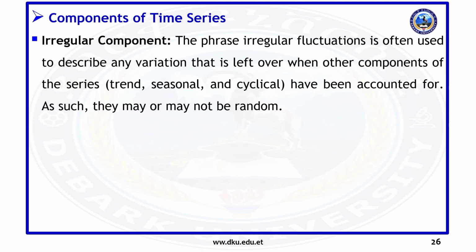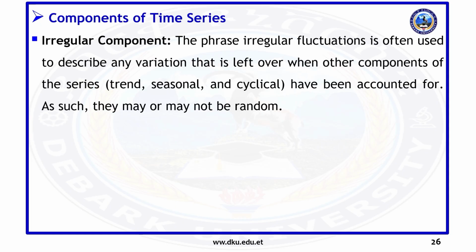The irregular component refers to the unpredictable variation that remains after the main components of a time series, like trend, seasonal, and cyclical, have been accounted for in time series analysis. These fluctuations are often described as irregular because they do not follow a specific pattern or consistent behavior over time. They may arise from unexpected events such as natural disasters, sudden economic shocks, or other random influences.